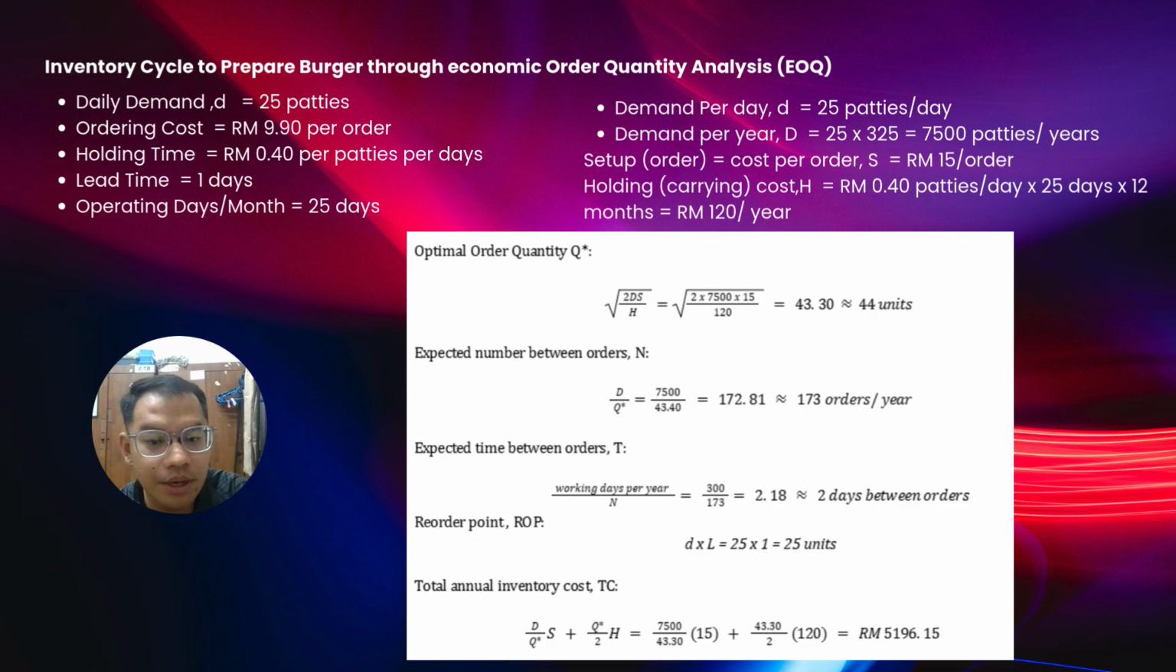And then the reorder point, ROP, is D times L, which is 25 times 1, is 25 units. And then the total annual inventory cost is D over Q times S plus Q over 2 times H, which is 7,500 over 43.30 times 15 plus 43.30 over 2 times 120. We will get RM 5,196.15.